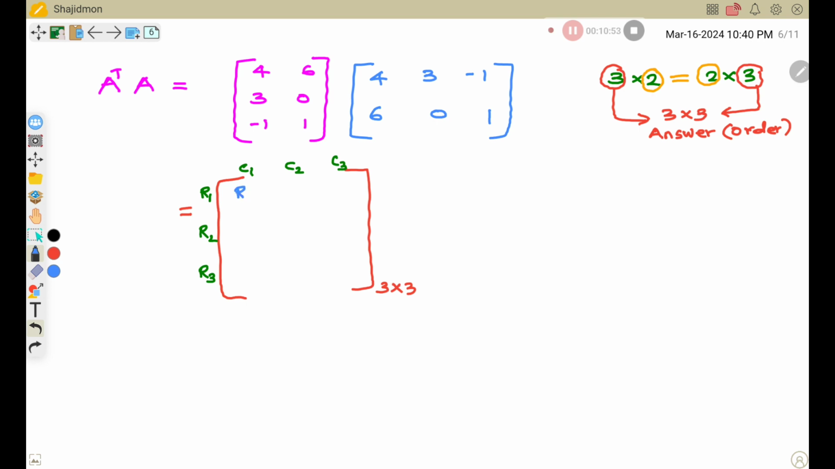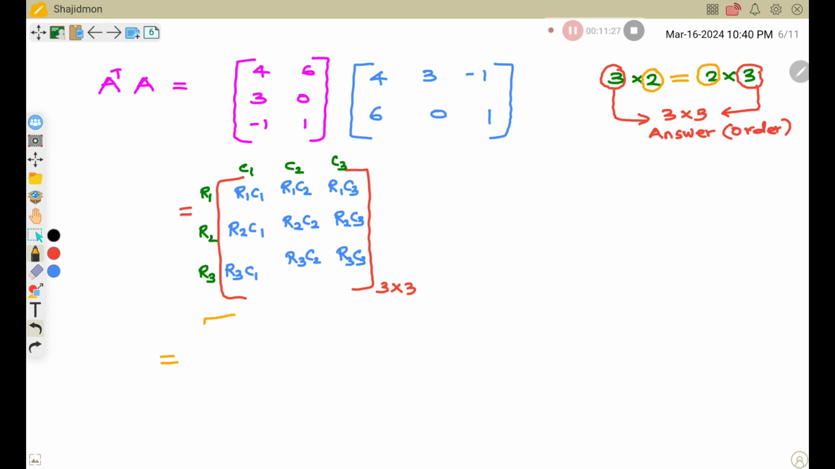First we need to multiply R1 C1, first row with first column, correct? R1 C1. And same way first row with the second column, first row with the third column, R1 C3, second row with the first column, R2 C2 and R2 C3, correct? Then R3 C1, then R3 C2, then R3 C3. So we need to calculate these 9 numbers one by one, okay? 9 numbers we need to calculate.